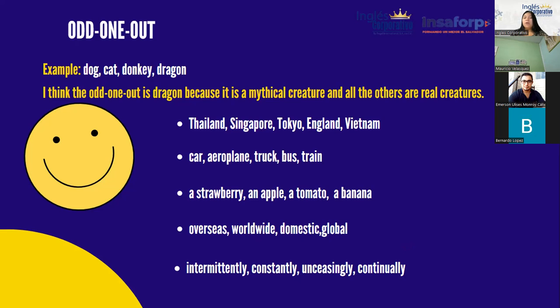What is overseas? First of all, what is overseas? Overseas means fuera del país, en el extranjero. Overseas, fuera del país, o en el extranjero. Okay? So what is the meaning of worldwide?